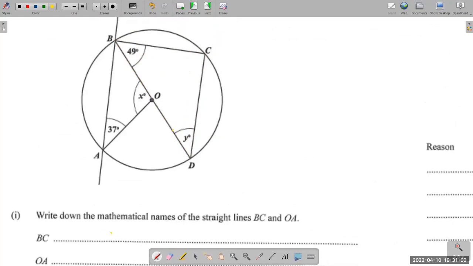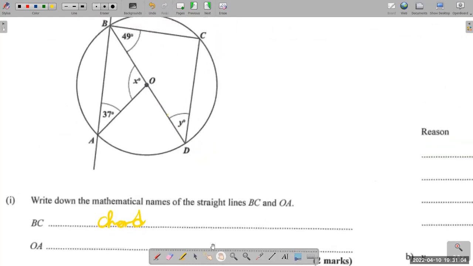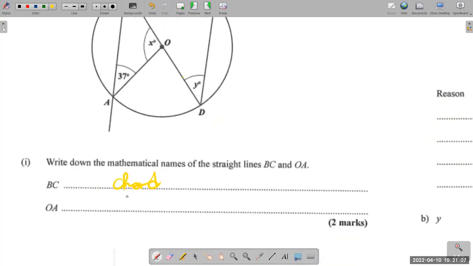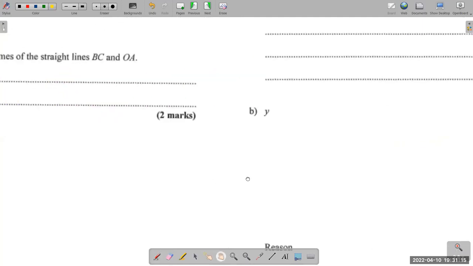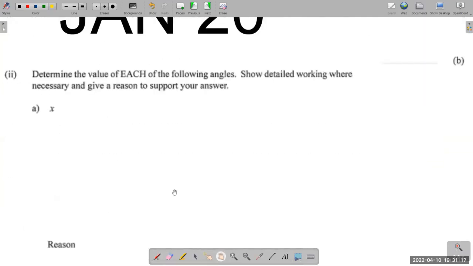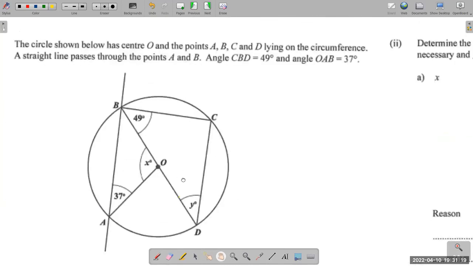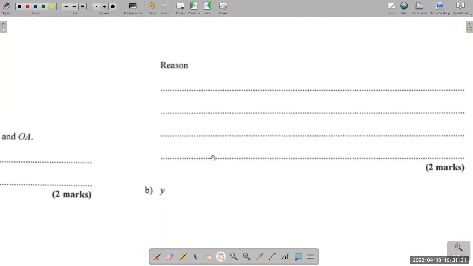Excellent, guys. Very good. Chord. Very good. What's the line OA? Nobody should get that wrong. What is OA called? Excellent. Radius. Just like that. Free marks. We know how to find X already. Agreed? We know how to find Y already.